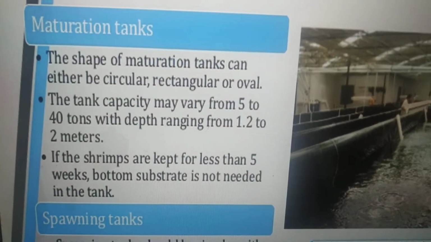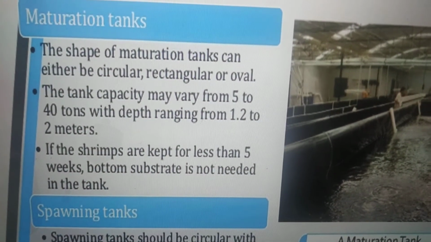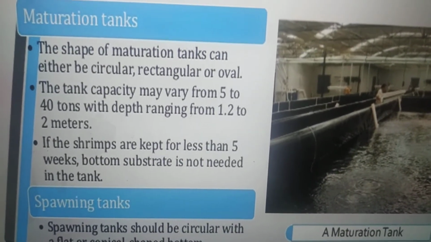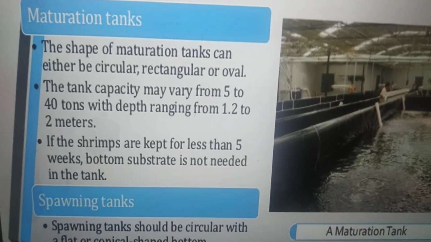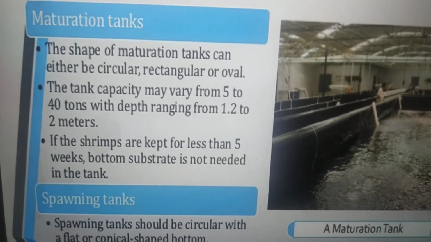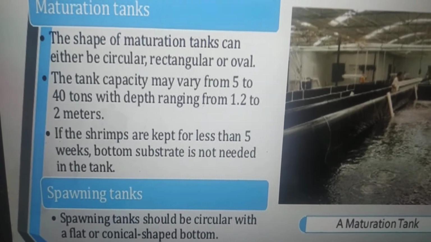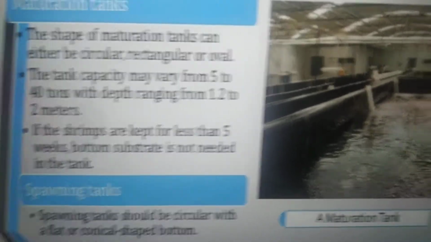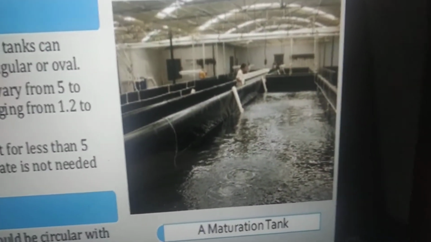Maturation tank. The shape of the maturation tank can either be circular, rectangular, or oval. The tank capacity may vary from 5 to 40 tons with depth ranging from 1.2 to 2 meters. If the shrimps are kept for less than 5 weeks, bottom substrate is not needed in the tank. This is the maturation tank.